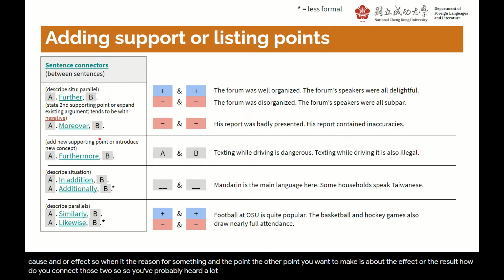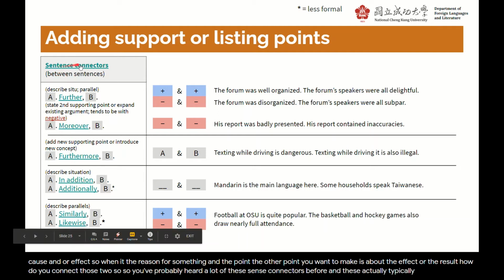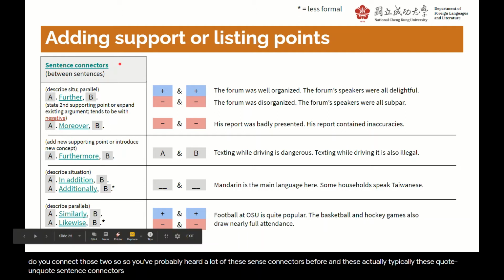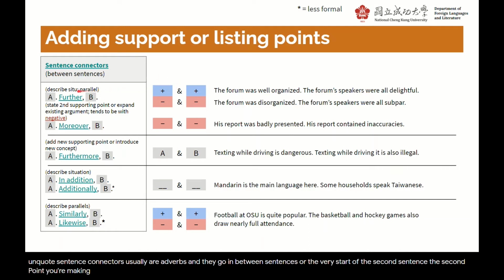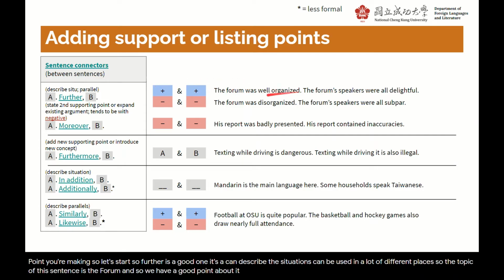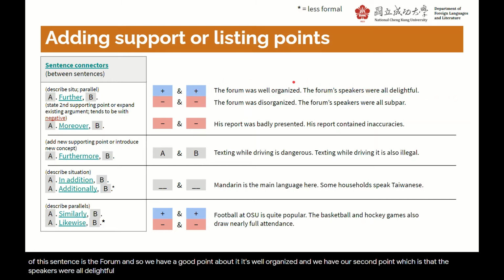You've probably heard a lot of these sentence connectors before, and these so-called sentence connectors usually are adverbs, and they go in between sentences or at the very start of the second sentence, the second point you're making. So let's start. Further is a good one. It can describe situations and can be used in a lot of different places. So the topic of this sentence is the forum. And so we have a good point about it: it's well organized. And we have our second point, which is that the speakers were all delightful. And you can connect the two with further.